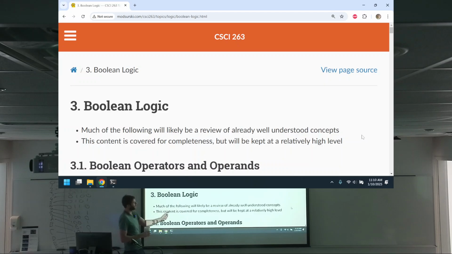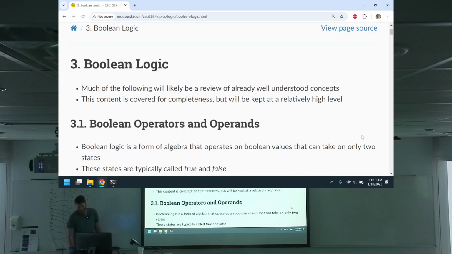I'm saying much of the following will likely be a review. It better be a review. The second half of this is probably going to be new, but you kind of already know it, but you never learned it explicitly. But most of the early stuff, you better know this already. It's just review. This topic is covered for completeness, but I'm going to keep it at a high level.